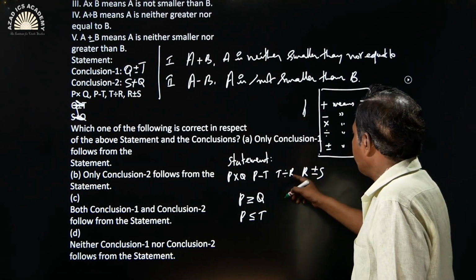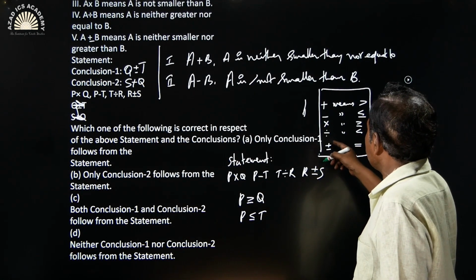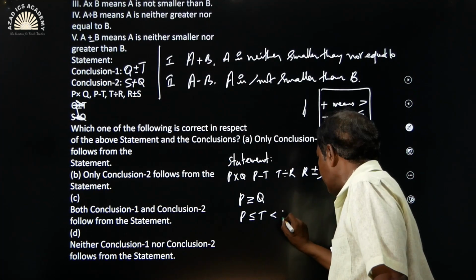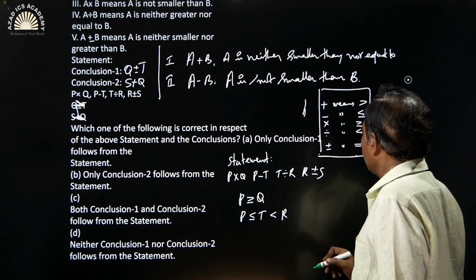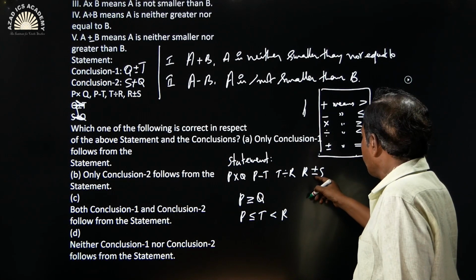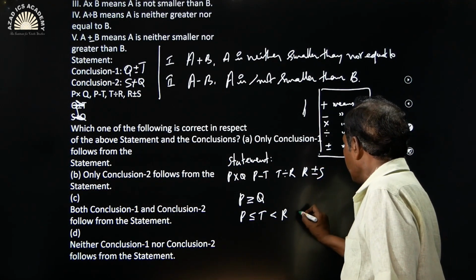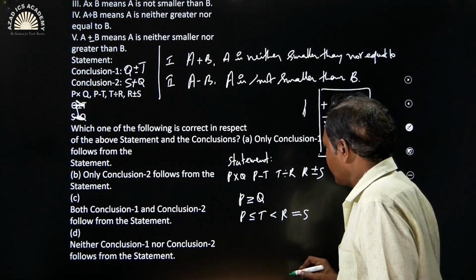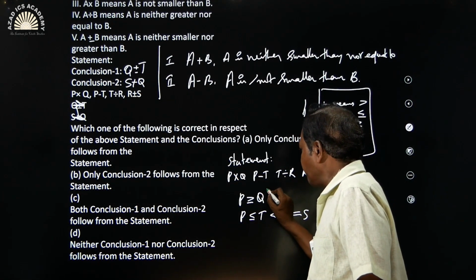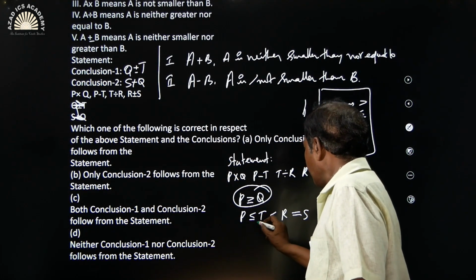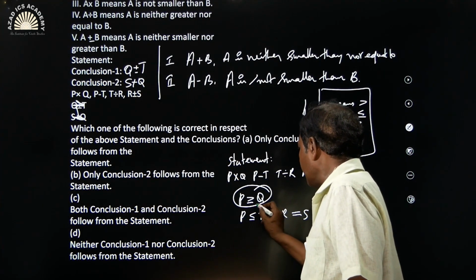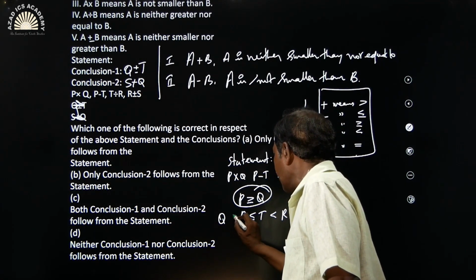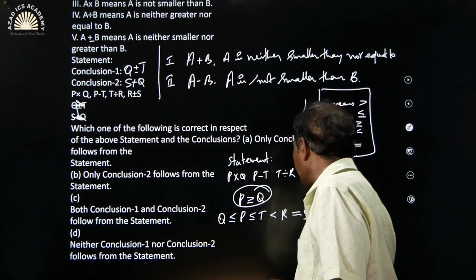And division says lesser than. T lesser than R. T is already there. Lesser than R. And plus minus is equals to. Or equals to, yes. So now this is the thing. Now this can be shifted to this place. P is here. Q is there. Greater than means lesser than or equal to. Q is lesser than or equal to P.